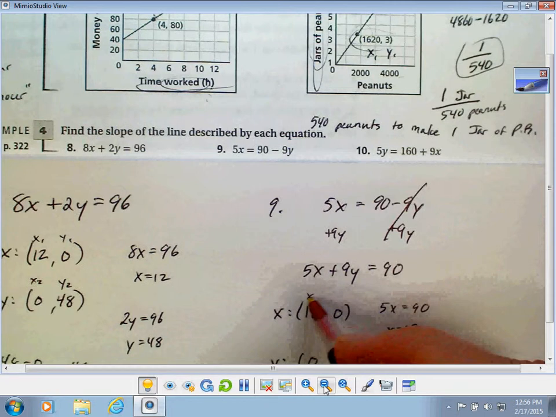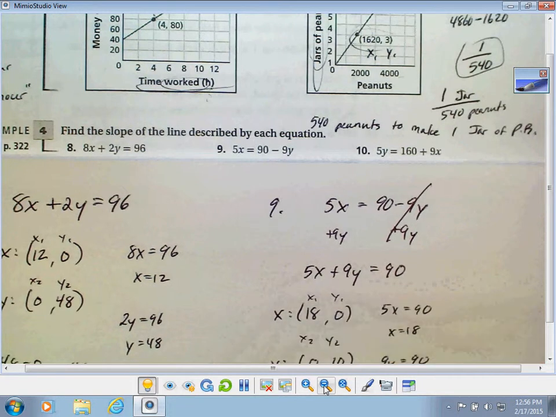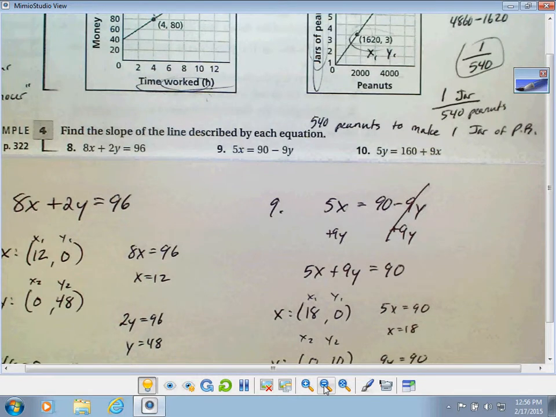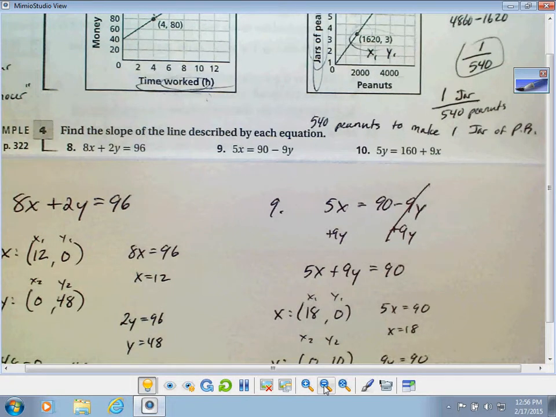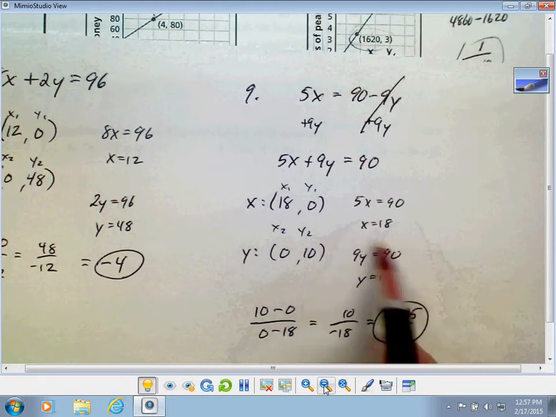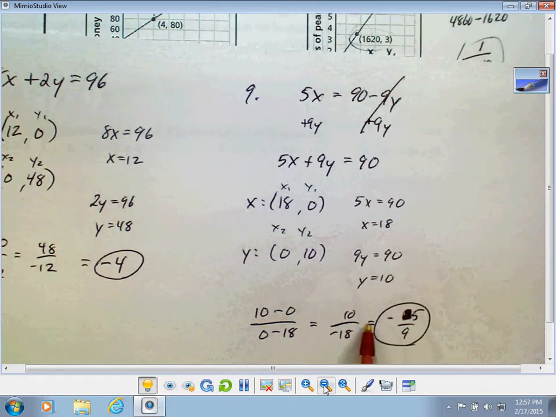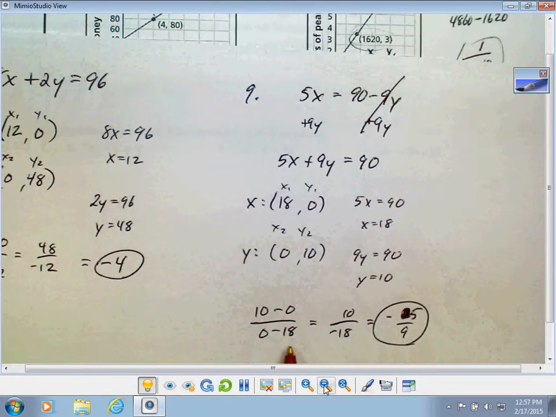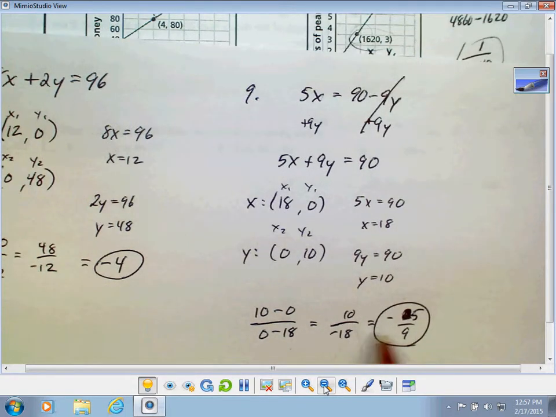So again, if we do x1, y1, x2, y2, we're going to have 10 minus 0 over 0 minus 18. And our answer is going to be 10 over negative 18, which reduces to negative 5 over 9. So all I did was solve the intercepts like I did just a minute ago. The slope formula is going to have 10 minus 0 and 0 minus 18, 10 over negative 18, and reduce.